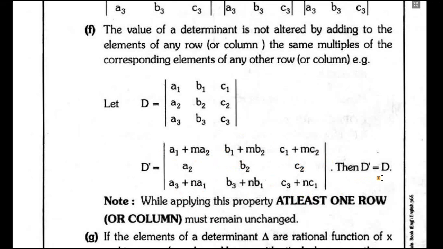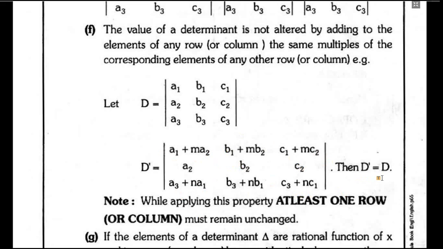What we have done? Here we have applied the row property. In matrix we will see the value of determinant is not altered if you multiply the elements of one row by the same multiple of corresponding elements of any other row or column. Here a1 plus m times a2, b1 plus m times b2, c1 plus m times c2, and here we have done a3 plus n a1, b3 plus n b1, c3 plus n c1. Then the value of determinant is not going to be changed.